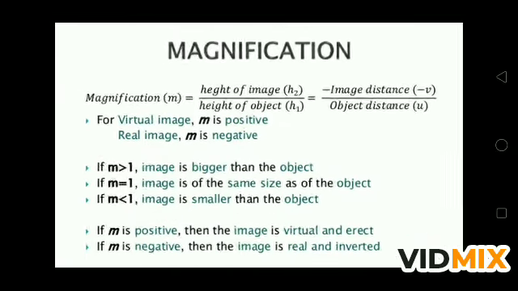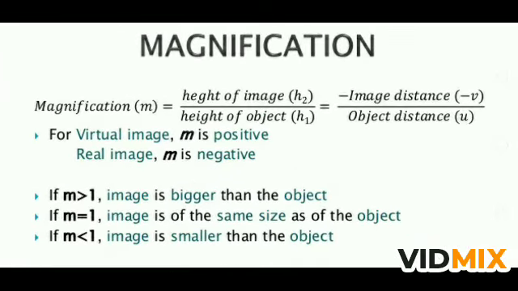The next is magnification. Magnification is the ratio of the height of the image to the height of the object. Means what object we have taken and what the height of the image is. Suppose the image is bigger than the object, we can say the image is magnified, and if the image is smaller than the object, we say that the image is diminished or it has less magnification.